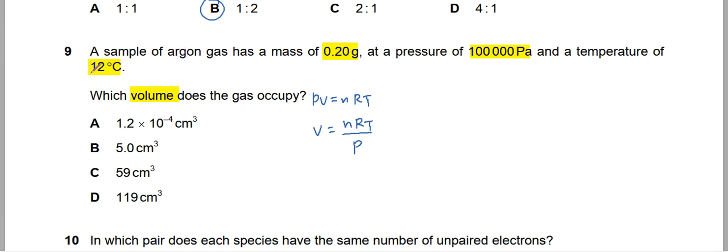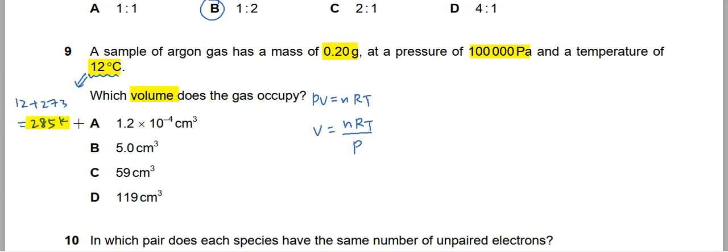For example, the temperature needs to be in Kelvin. This is what we need to pay attention to when we use the ideal gas equation. We need to make sure that the units are correct. To change the Celsius to Kelvin, we take 12 plus 273, so that is 285 Kelvin.